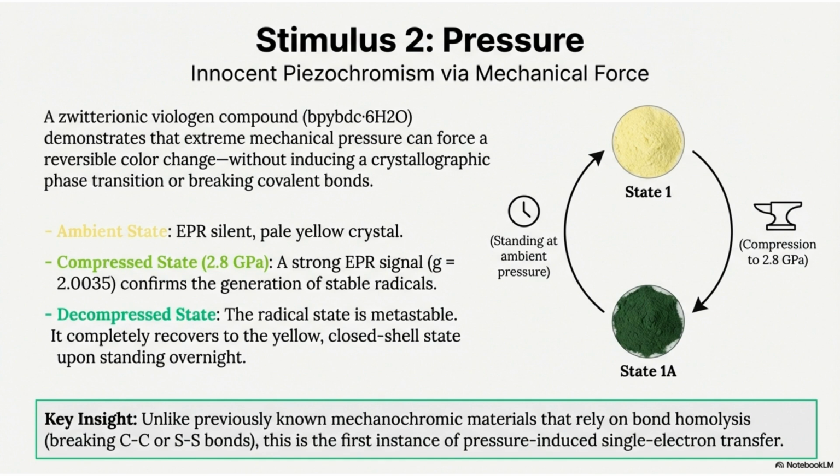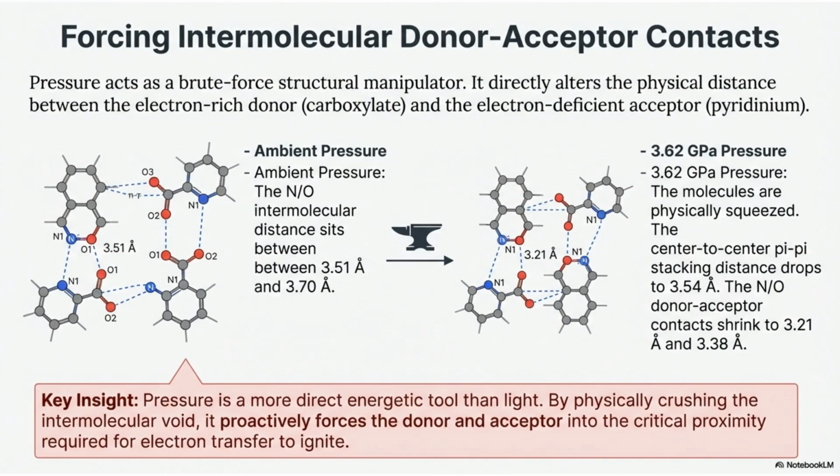A viologen compound demonstrates that extreme mechanical pressure can force a reversible color change without breaking covalent bonds. The compressed state shows a strong signal confirming the generation of stable radicals. Pressure acts as a brute force structural manipulator, altering the distance between the electron-rich donor and the electron-deficient acceptor. The N-O donor-acceptor contacts shrink, forcing the components into the proximity required for electron transfer to occur.